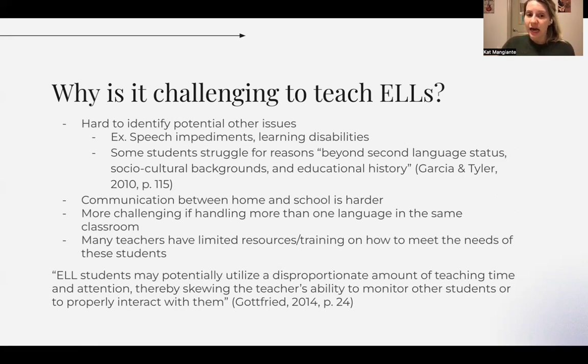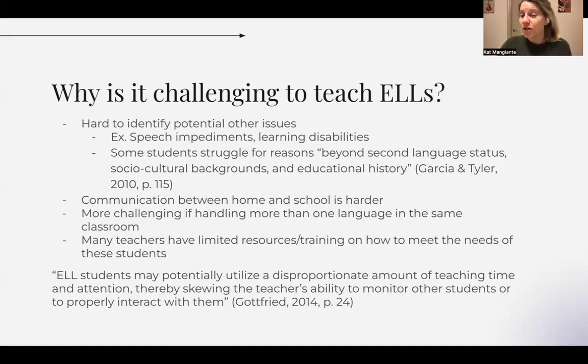But I was more easily able to identify that, more quickly able to identify that because I spoke the language. If a teacher doesn't speak the same language that the student speaks, then it can be much harder to identify those kinds of things until you pair them with another speaker of the same language, and it can delay that process since so much of those struggles can be attributed to just learning English. Some students struggle for reasons beyond second language status, sociocultural backgrounds, and educational history, as Garcia and Tyler establish in their paper. And so it can be a challenge to identify those things for our ELLs.